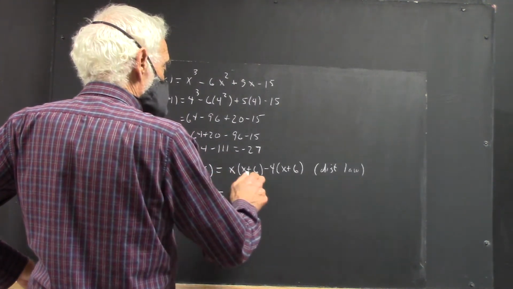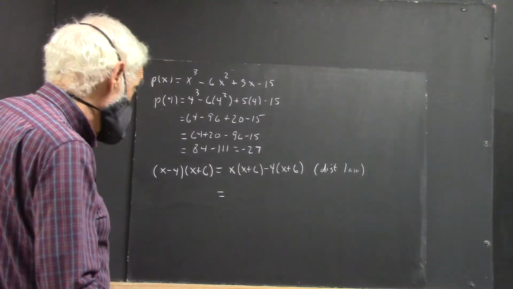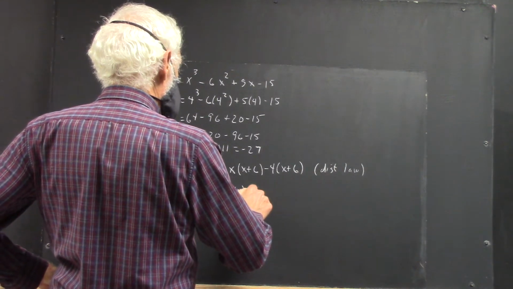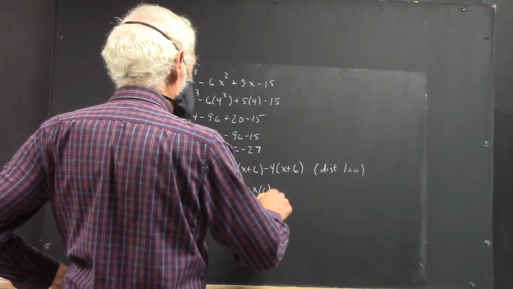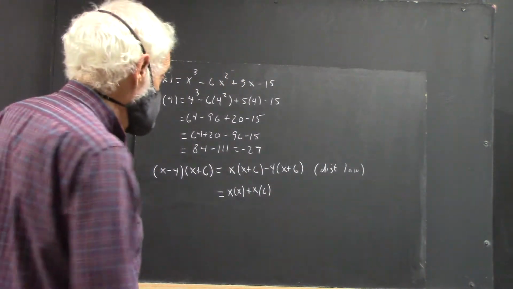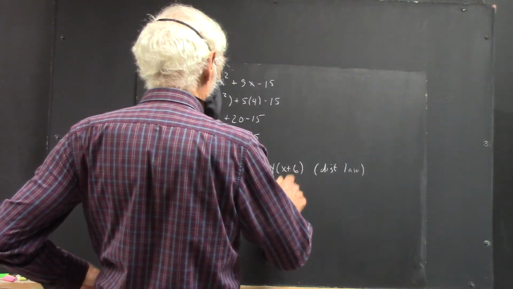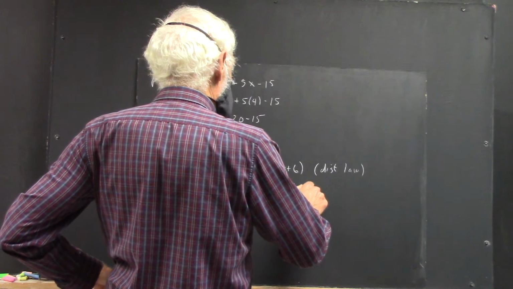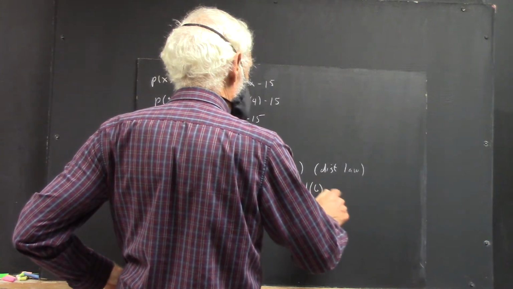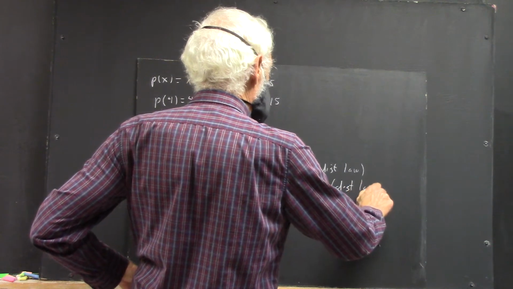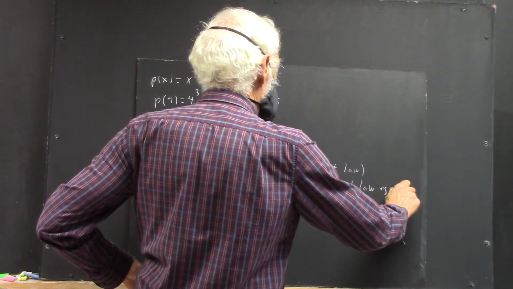Now, what's x times x plus 6? Well, you use the distributive law again. That's x times x plus x times 6, just writing it out as simply as possible. And then it's minus 4 times x, minus 4 times 6. It's the distributive law again.